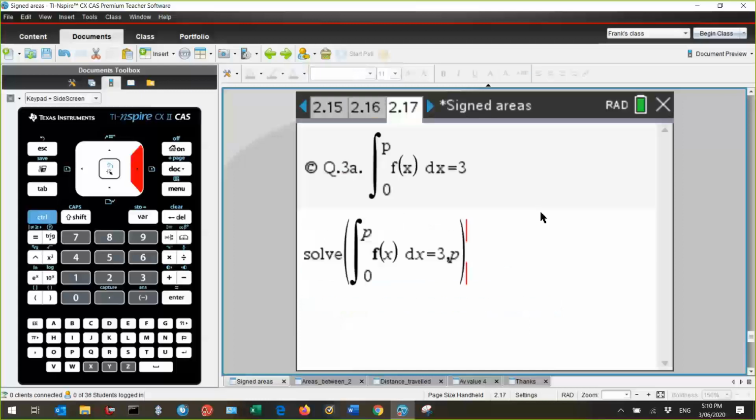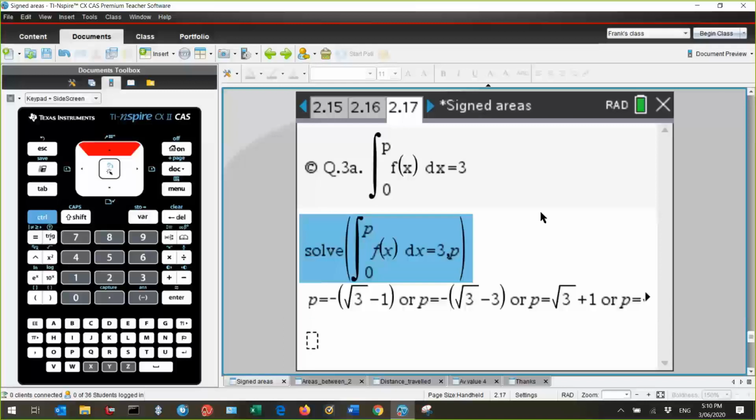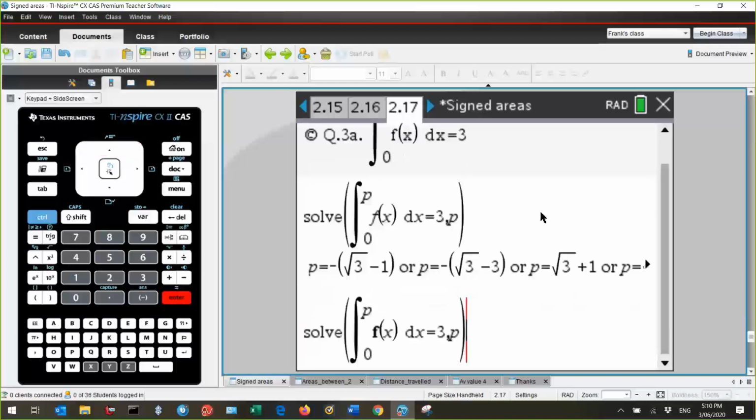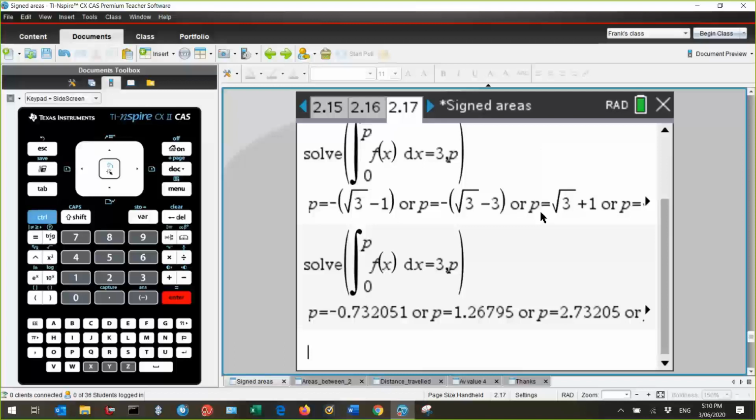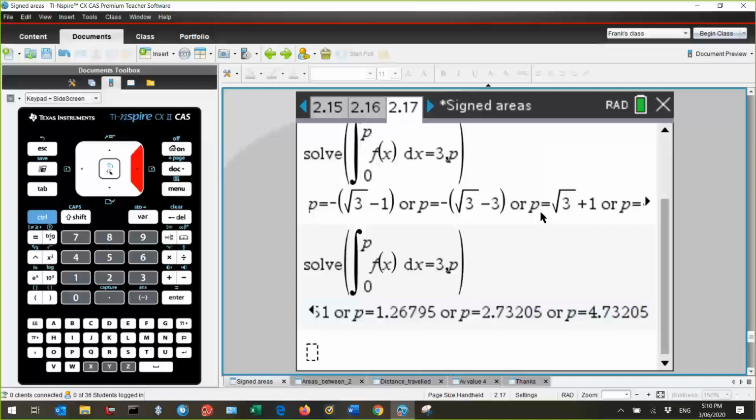So I've already defined the function, I need to solve the integral from 0 to p equals 3, and I get 4 values, although one of them is a negative value, and the function is only defined for x greater than 0, so there's only 3 that are actually within the domain. If I do Control-Enter, I get rational approximations, and I can see that it's 1.27, 2.73, and so on.